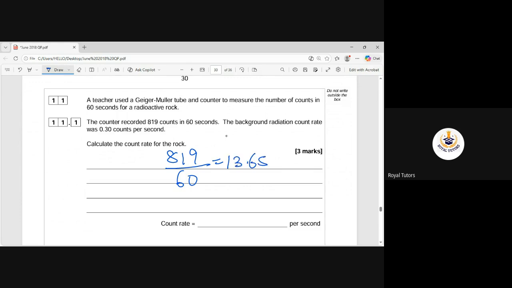13.65. And if you look at it, the background radiation count rate is 0.30 counts per second. So for the actual corrected count rate, you just need to subtract 0.30 from this, and that will give you 13.35 as the corrected count rate.